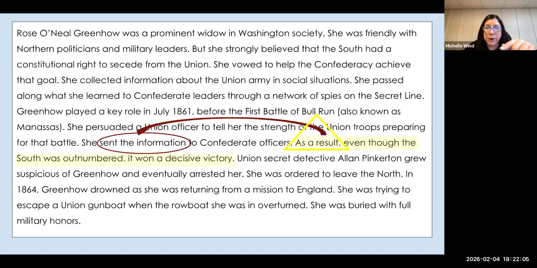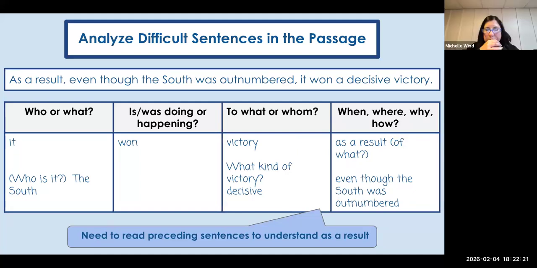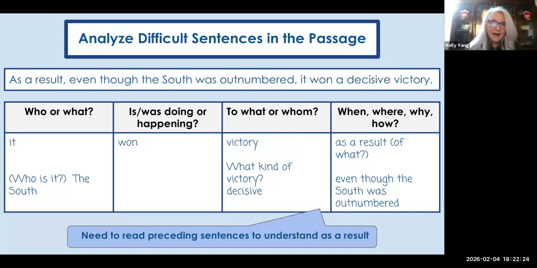And just doing something like this, where you're connecting it back to information, just doing this kind of work once or twice in a passage could be really powerful. Then you look at that sentence and it's like, what is the subject? Well, it's it. Well, who is it? Well, it's actually the South. What did the South do? It won. What did it win? A victory. Well, what kind of victory? Decisive. And then you can talk about, are there other kinds of victories? What is a decisive victory? And then you can read back and find out the as a result, and even though the South was outnumbered.